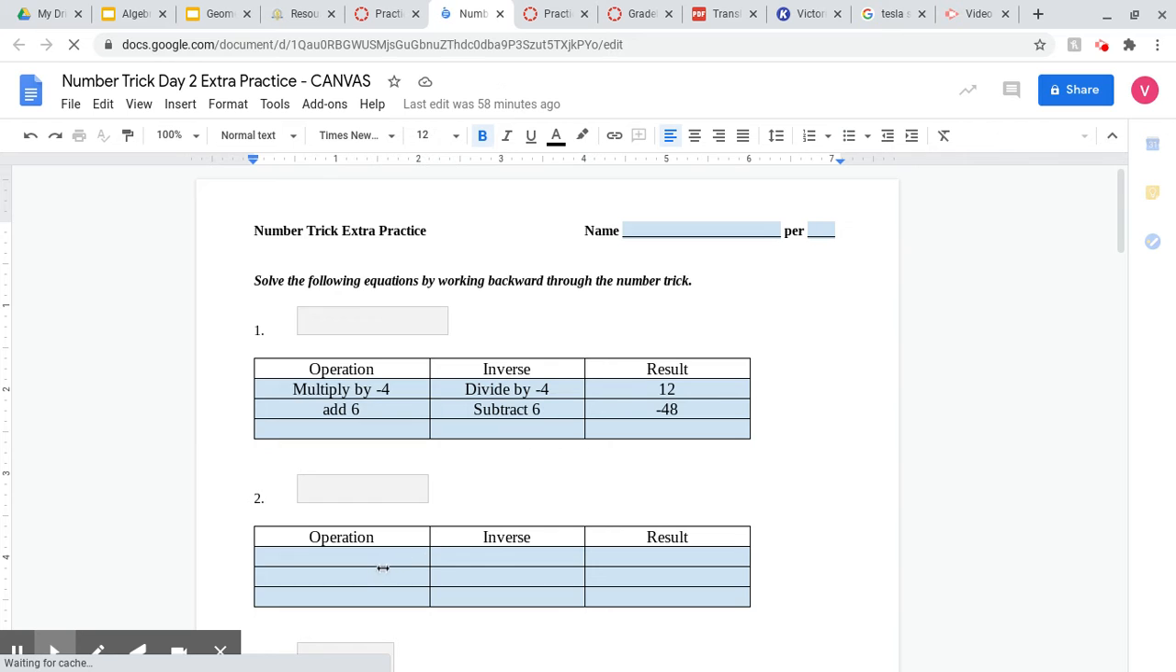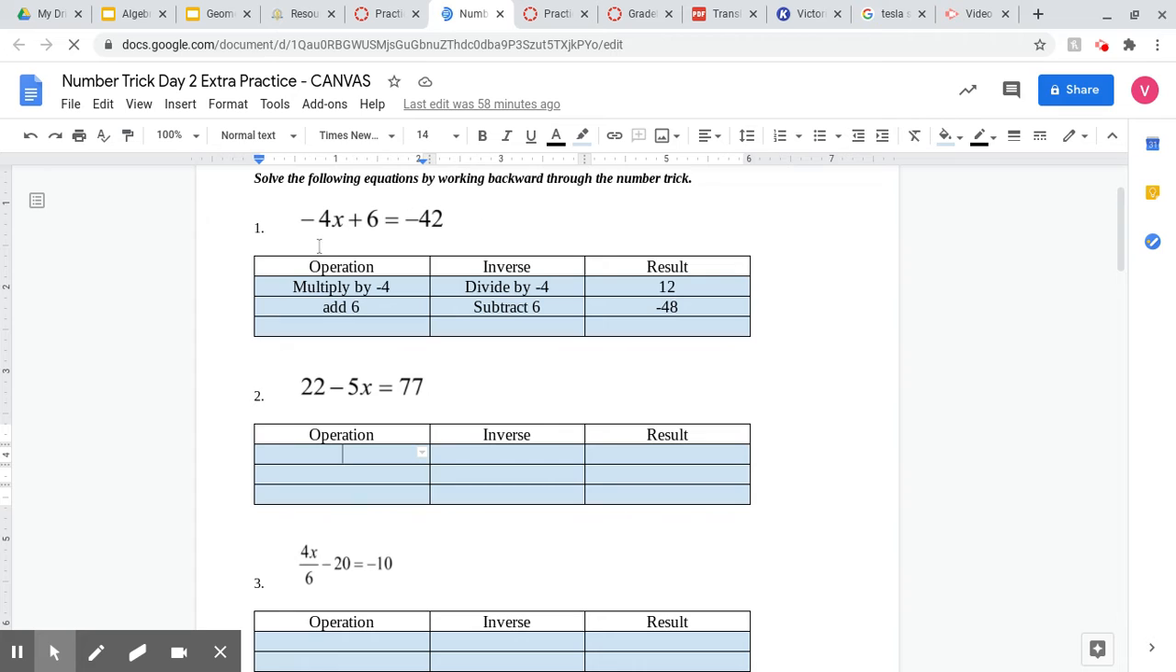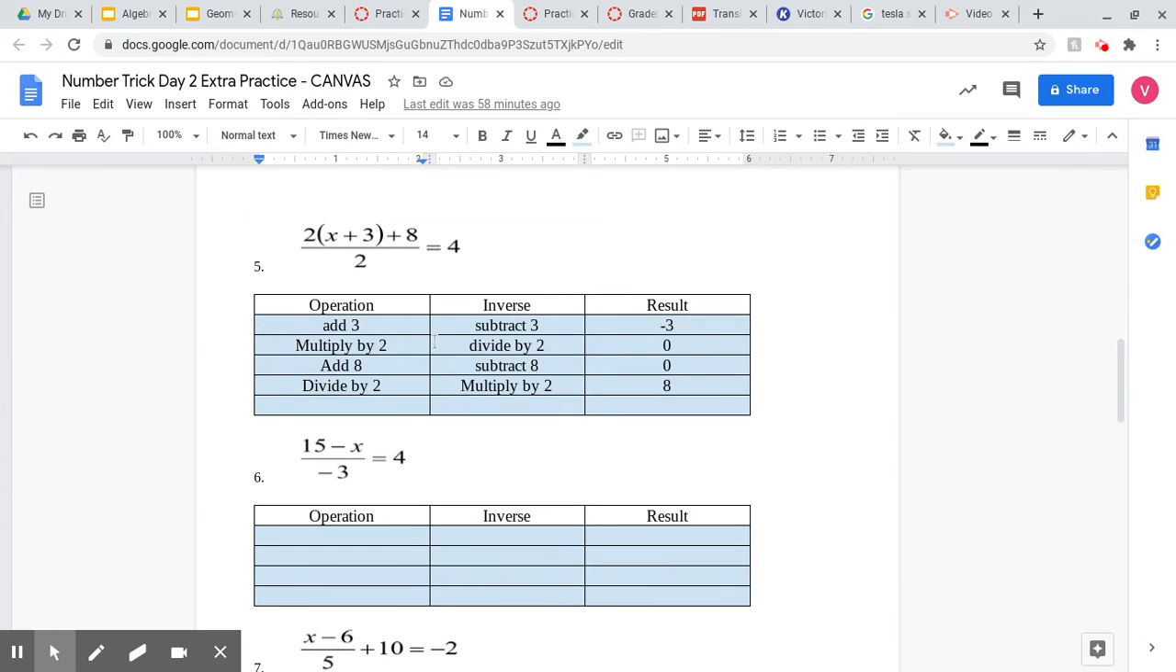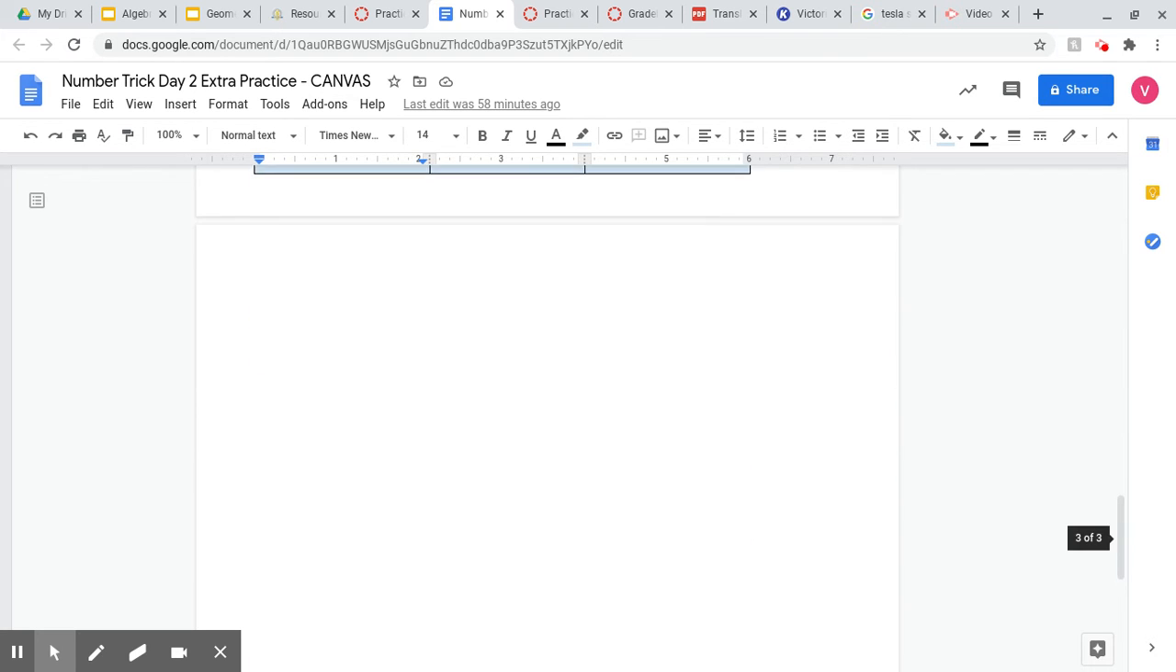If you notice, you can actually type in these boxes, and as soon as this loads, you'll be able to see how cool this is. Oh, check it out. Hey, wait, 4x plus 6 equals negative 42. Doesn't that kind of look like what we just did in our notes? Oh, wait, 22 minus 5x equals 77. Doesn't that look like what we just did in our notes? Oh, man, and look, they did this one for you. And then I think we went through one of the other ones too. So there's only 8 problems here.